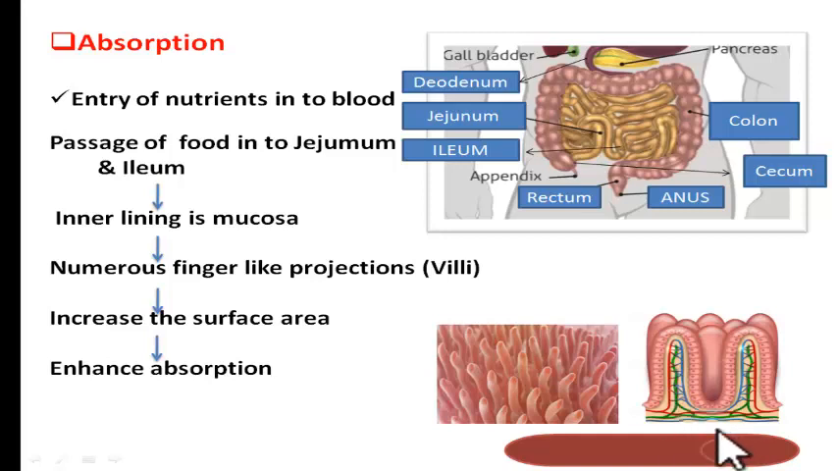Now if these villi are not there inside the ileum or jejunum, the food will go faster to the next region. Because of these finger-like projections, food goes slowly so that nutrients are absorbed into blood effectively. That is one role of villi.